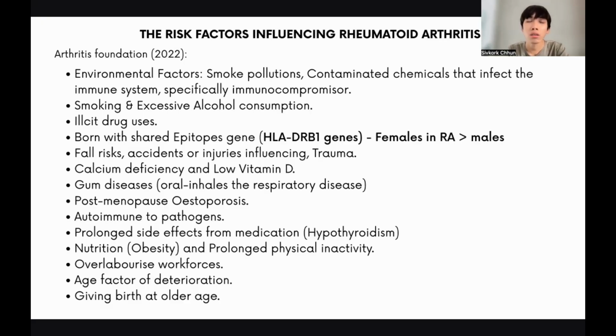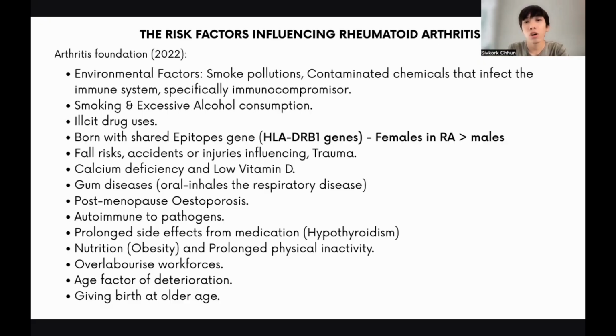Smoking and excessive alcohol consumption are also linked to rheumatoid arthritis development. Illicit drug use also affects joint inflammation. Those who are born with shared epitope genes, like genetic material with the HLA-DRB1 genes, usually females, are at higher risk of developing rheumatoid arthritis. Also linked are fall risk, accidental injuries or trauma. Calcium deficiency and low vitamin D in the diet can also increase the risk of rheumatoid arthritis.